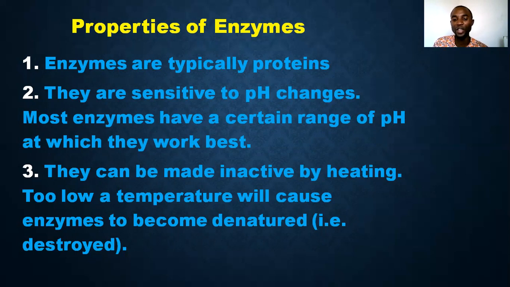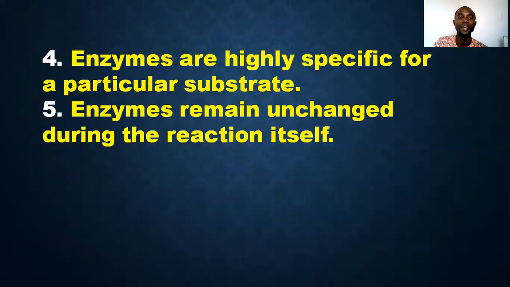Too low a temperature will cause enzymes to become denatured, meaning destroyed. Enzymes can be made inactive by heating. It's one of the properties of enzymes. We call it denaturation. The next thing is that enzymes are highly specific for a particular substrate, and enzymes remain unchanged during the reaction or at the end of the reaction itself.